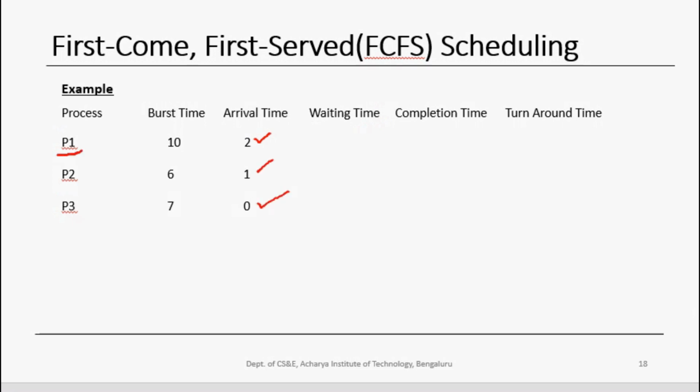Just because I write P1 as an identification for a process, it doesn't mean that P1 should arrive into the ready queue first. So if you see this case, P3 is the one which comes into the ready queue first, because its arrival time is 0. After this, P2 is the one which arrives into the ready queue, and after that P1 is the process which arrives into the ready queue.